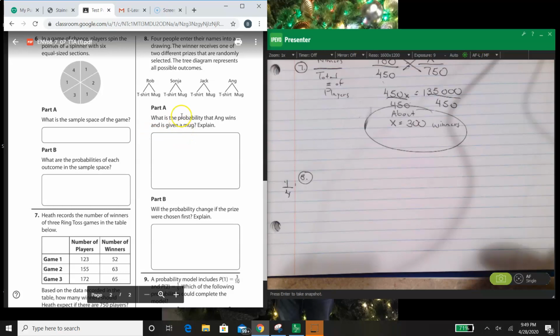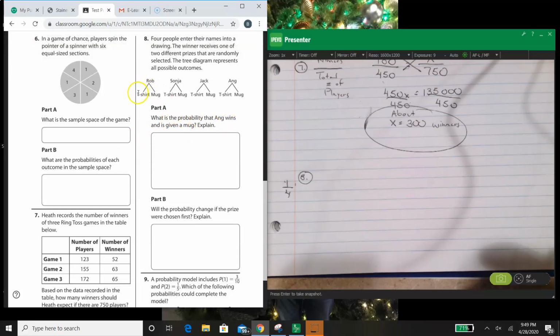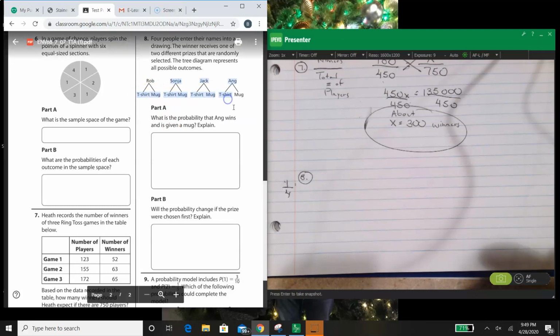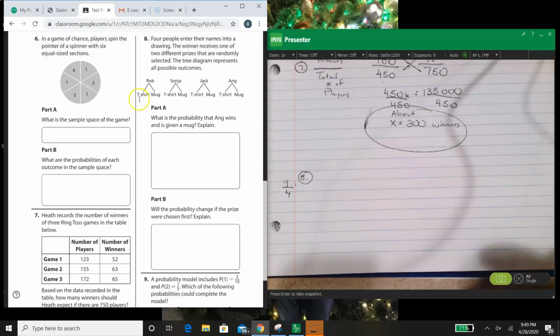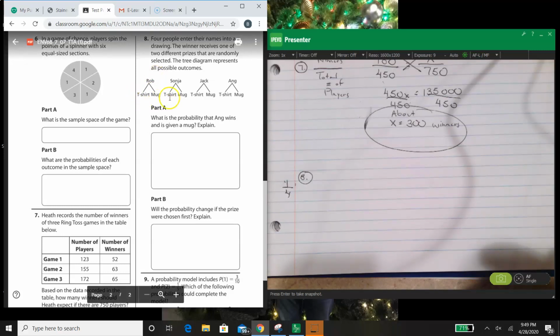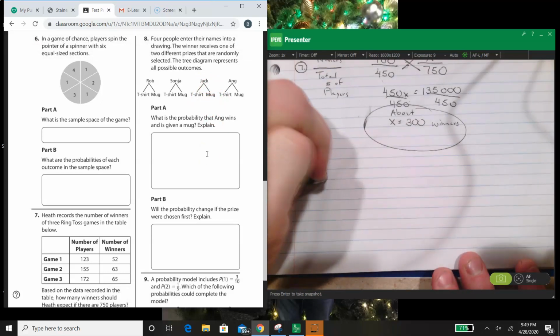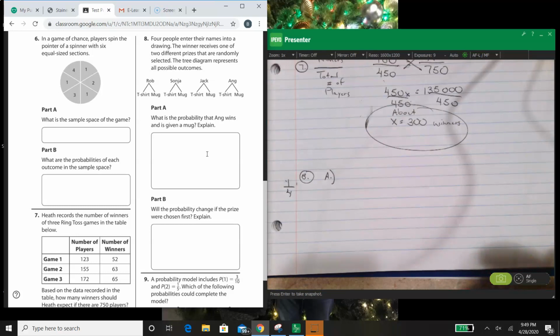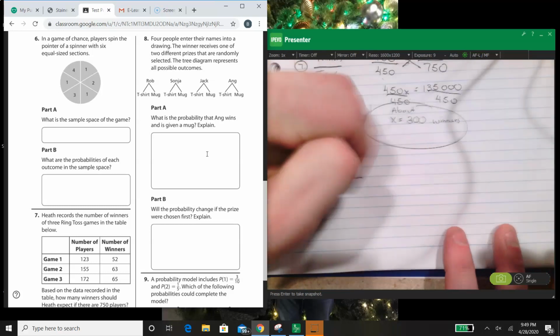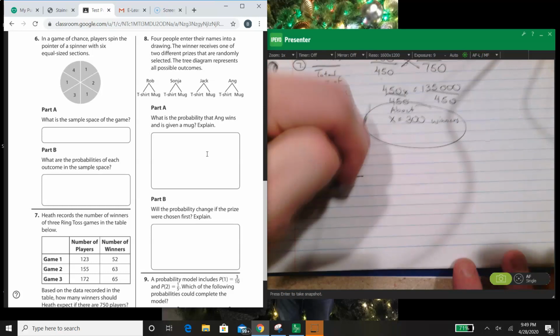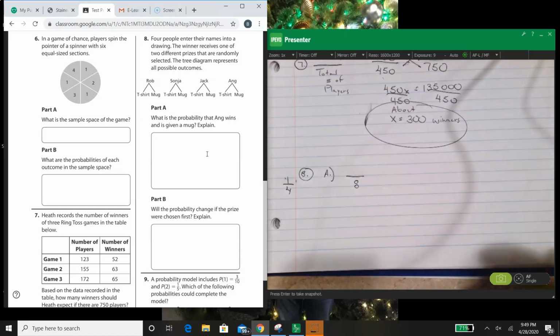Well, my question asks, what is the probability that Angie wins a mug? Well, let's look at that line of the tree diagram. How many options do we have here? We have 1, 2, because we have t-shirt mug for Rob, so that's 2. We have t-shirt mug for Sonia, so there's 3, 4. We have t-shirt mug for Jack, that's going to be 5, 6. And we also have t-shirt mug for Angie, so 7, 8. So the total number of outcomes, my denominator, is going to be 8.